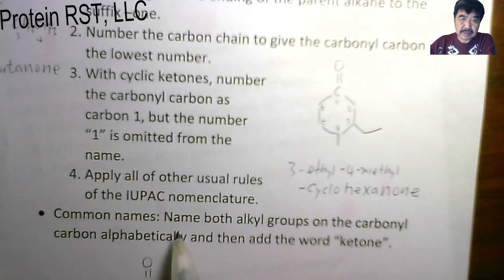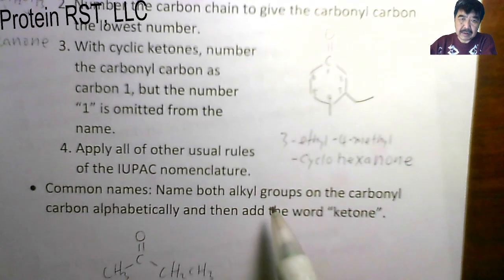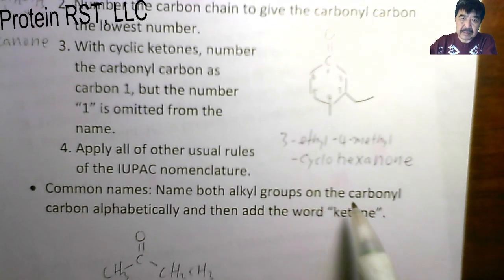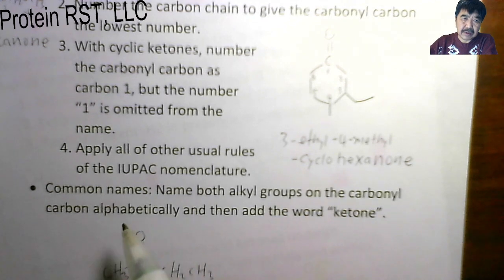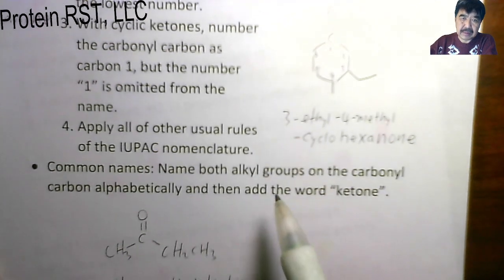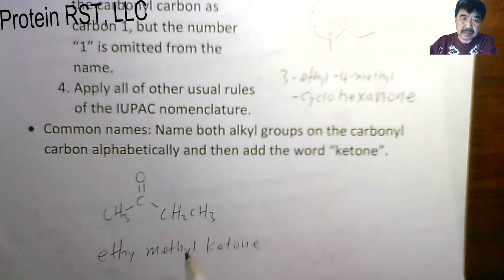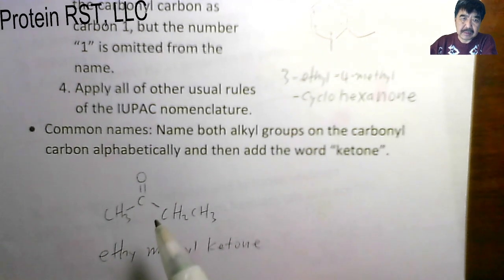Common names name both alkyl groups on the carbonyl carbon alphabetically, and then add the word ketone. This is the common name for this molecule. It's acyl methyl ketone.